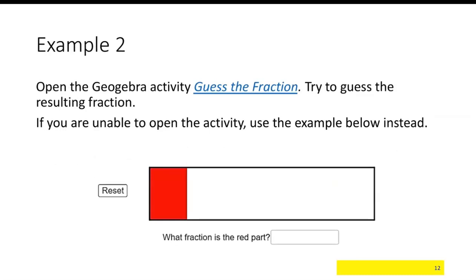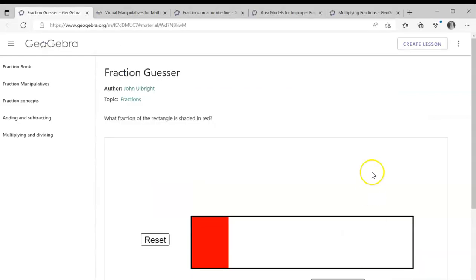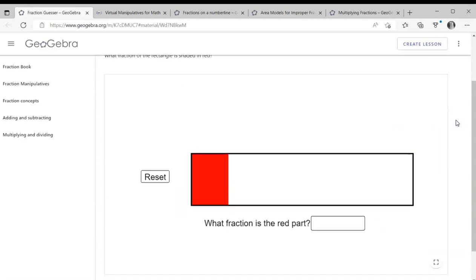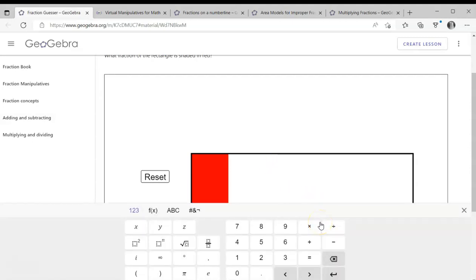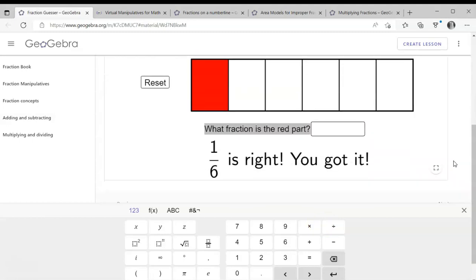All right. There's a GeoGebra activity called Guess the Fraction. The idea there, here it is right here, is you have this picture and you're trying to guess the fraction. It can be a bit tricky, but makes for good practice. In this case here, I would say 1, 2, 3, 4, 5, maybe 6. See how I do. And whoa, got it. Some of them can be a little bit more tricky than that, but anyway, it's fun to play around with.